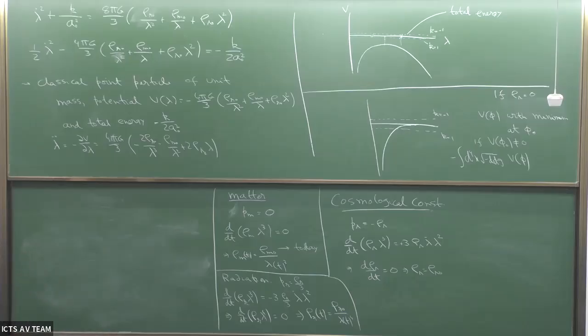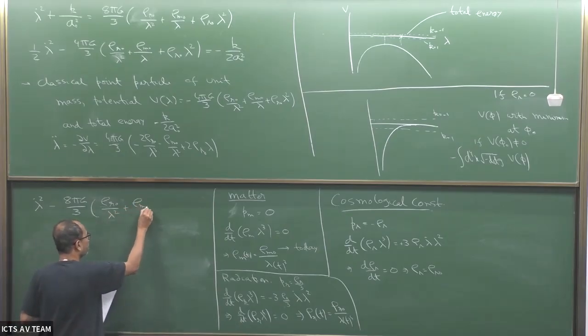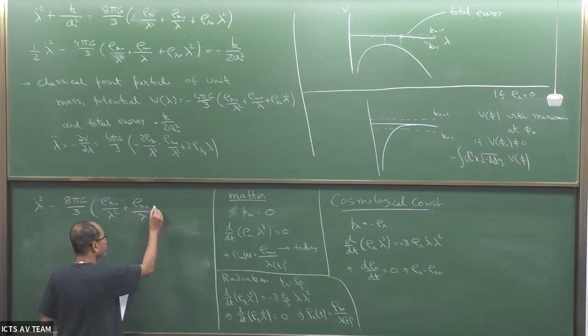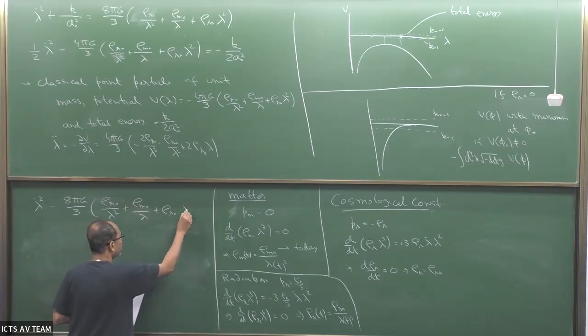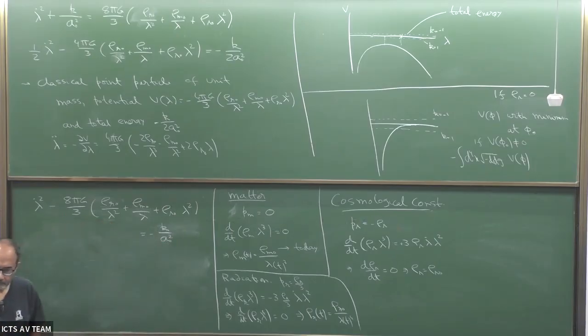Okay, so let me write this equation again. Lambda dot square equals, I'll write it as, minus 8 pi G over 3, these are just various ways of writing this, rho r0 over lambda square plus rho m0 over lambda. Okay, this is the same equation.